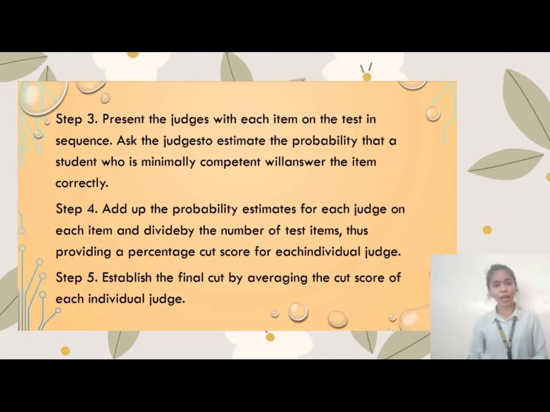Step 4. Add up the probability estimates for each judge on each item and divide by the number of the test items, thus providing a percentage cut score for each individual judge. Step 5. Establish the final cut by averaging the cut score of each individual judge.